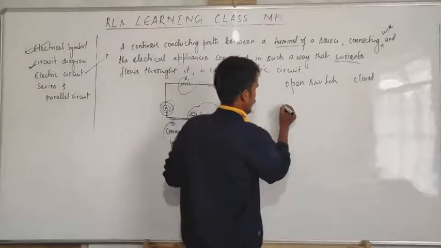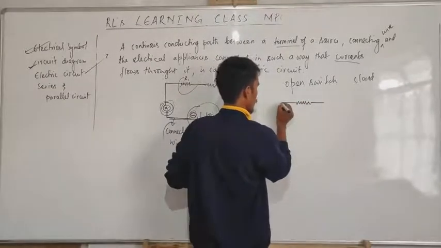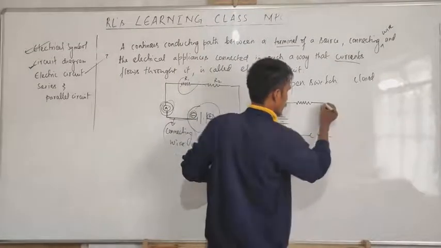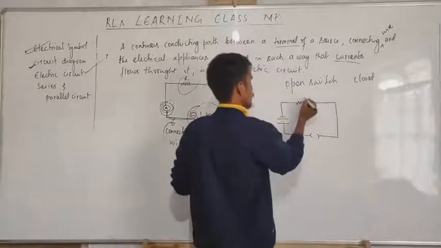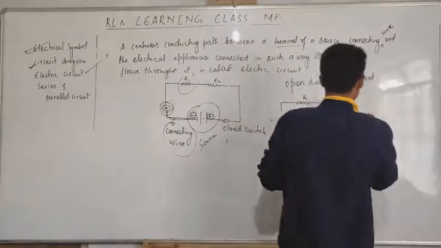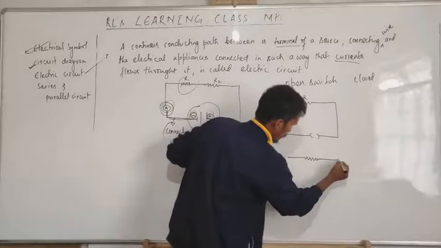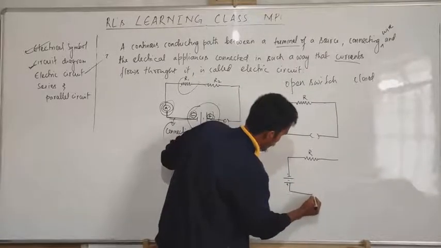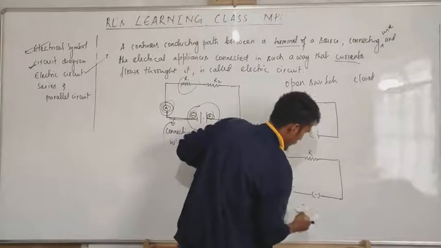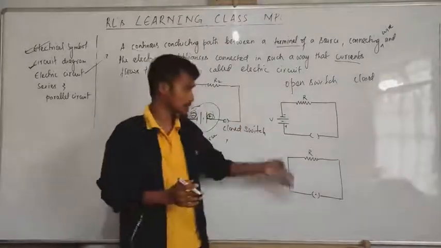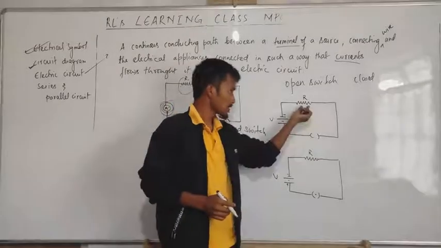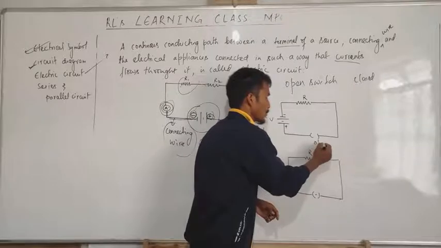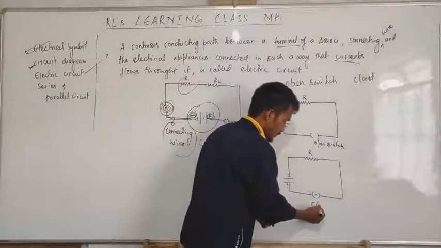Okay, I'll draw two diagrams. Let's say here is one resistor, here is a battery, and here is a switch. This much is enough, just to show. And one more. Now where's the difference between these two diagrams? Here is a battery, and here also is a battery. Here is a resistor, and here also is a resistor. Here is a switch, and here also is a switch. Where's the difference? Here is an open switch, and here is a closed switch.